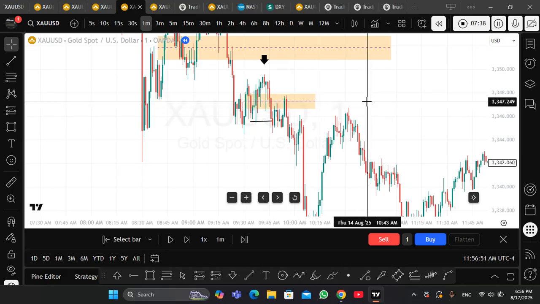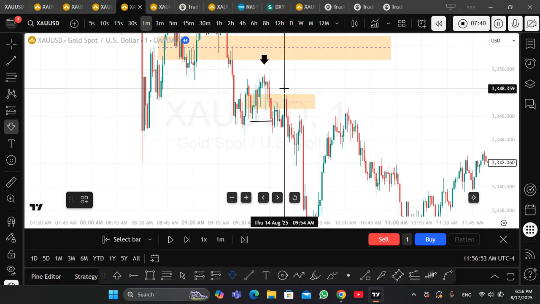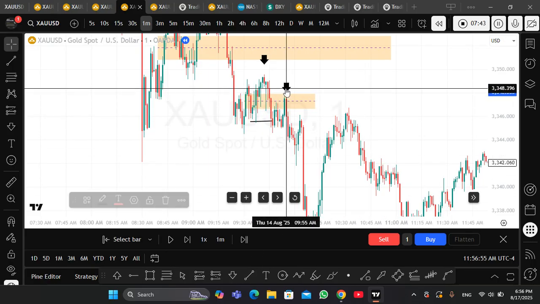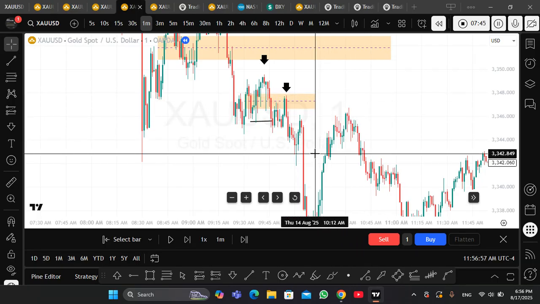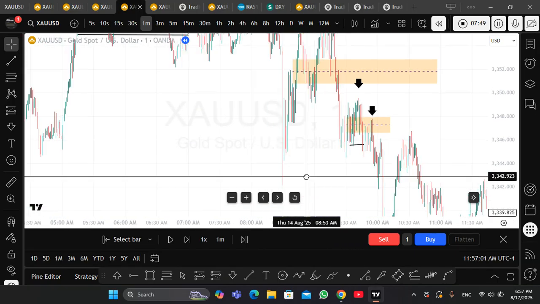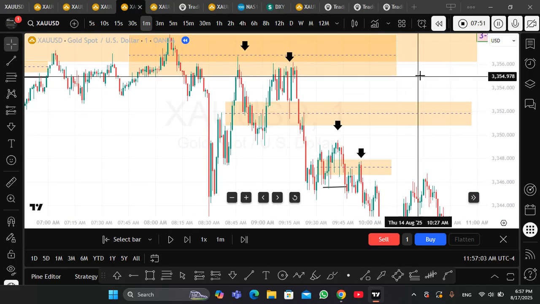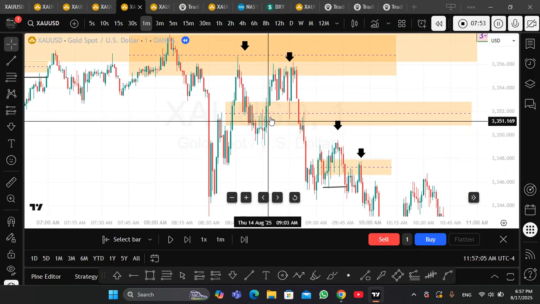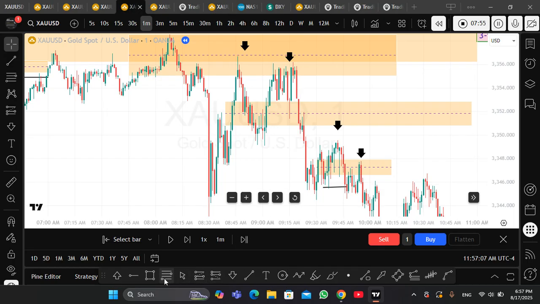You can sell here. Okay, you can sell here, and you can see how the price moves down. Okay, and also in this area you can make a sell.